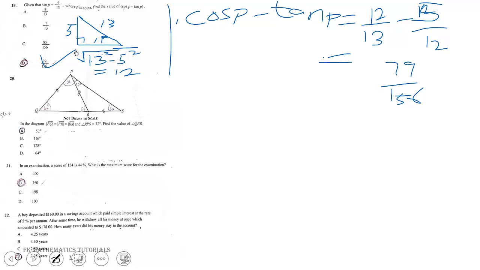In the diagram, the magnitude of line segment PQ is equal to the magnitude of line segment PR is equal to the magnitude of line segment RS, and angle RPS is 32 degrees. Find the value of QPR. So this is 32 degrees, so it means this is also 32. So if this one is 32 degrees, then we can find the angle here by the external angle theorem. It will be the sum of 32 and 32, which is 64. So if this is 64, then this will also be 64.